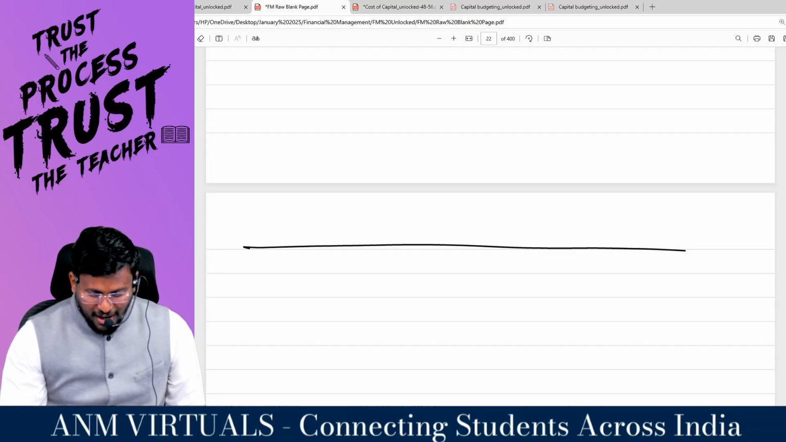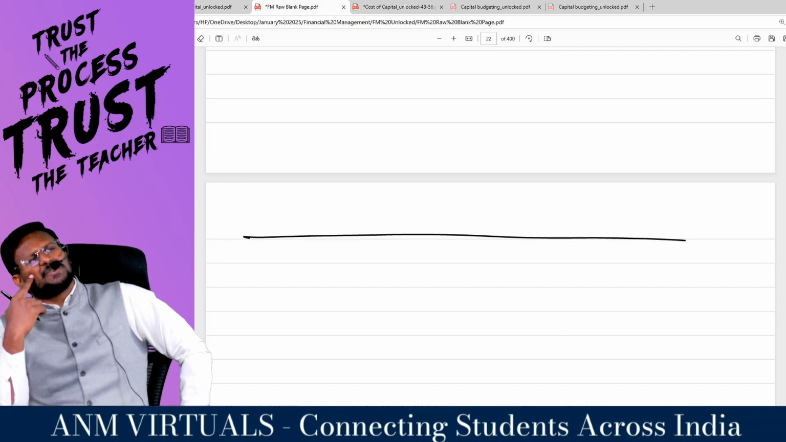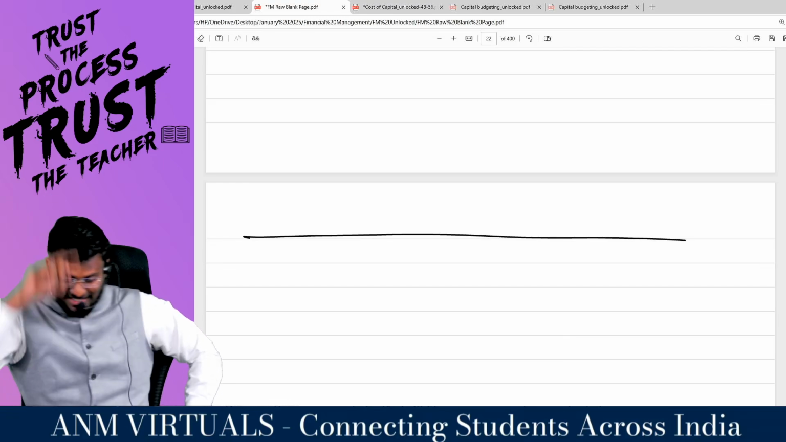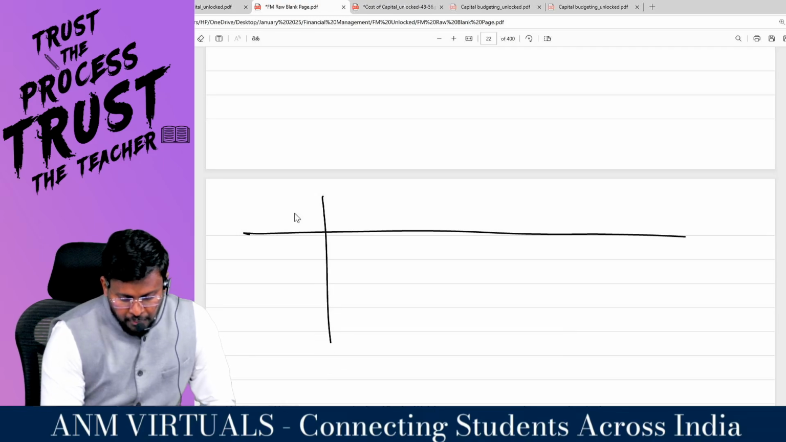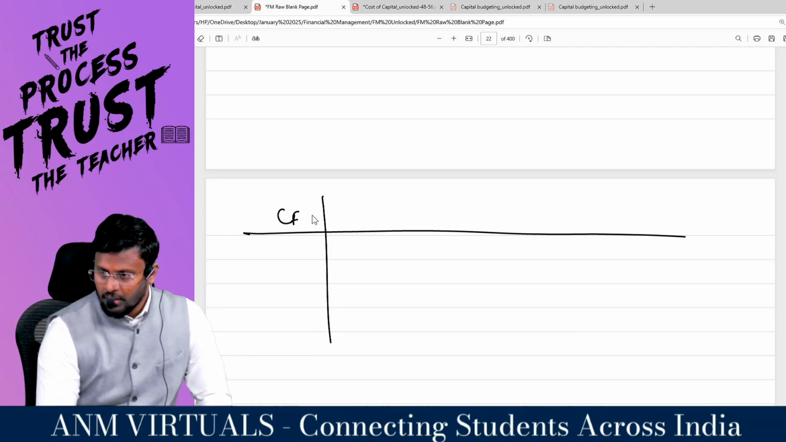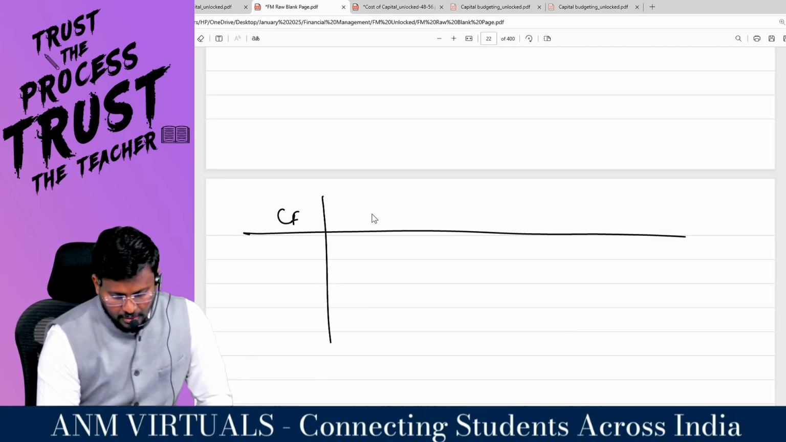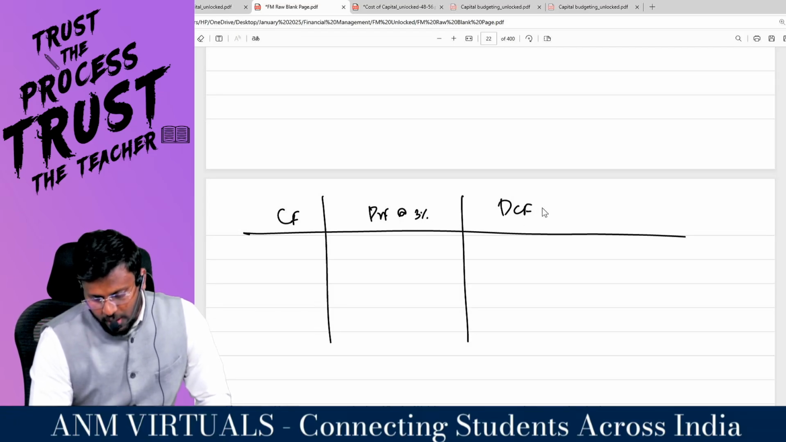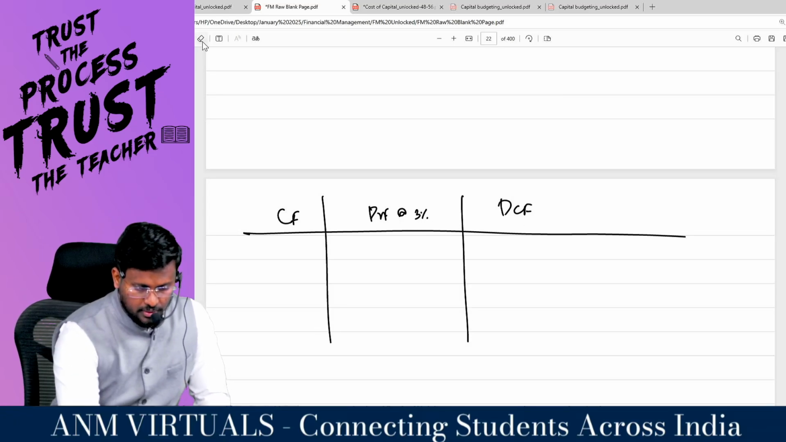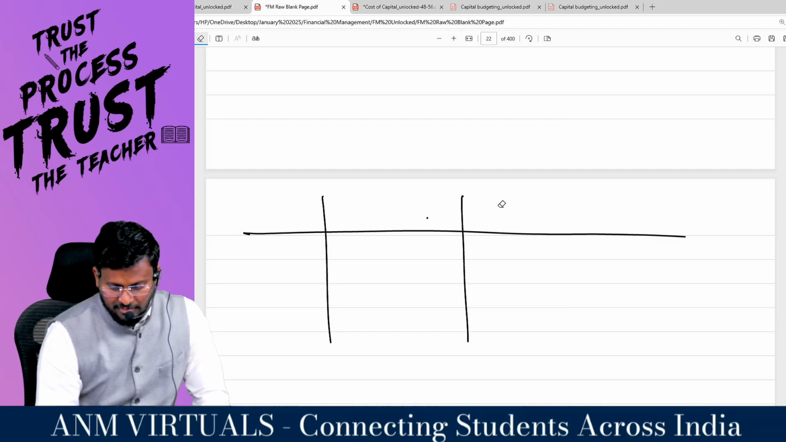And as if you have guessed for like 2 minutes, 3 minutes, you thought that 3%. I'm going to try. Yes, sir. So, this is cash flow. Okay, sir. Then, PV factor at how much percent? 3%. Discounted cash flow. Year also should be there, no?